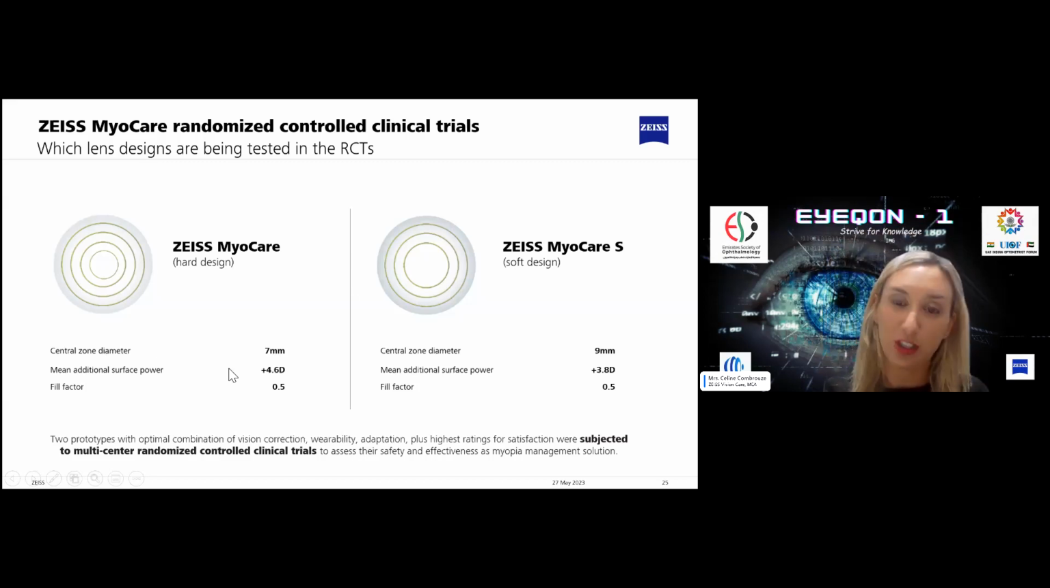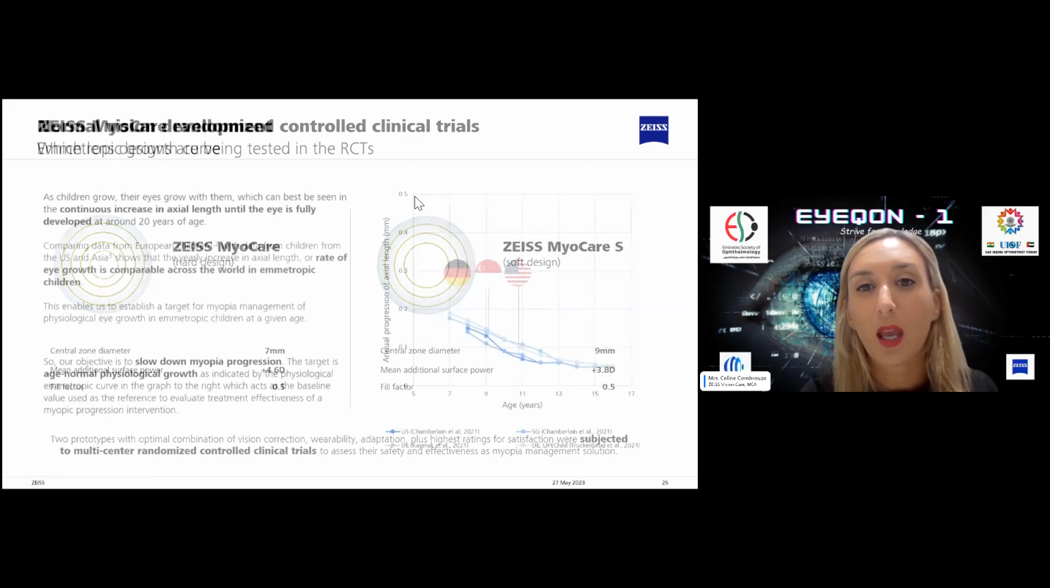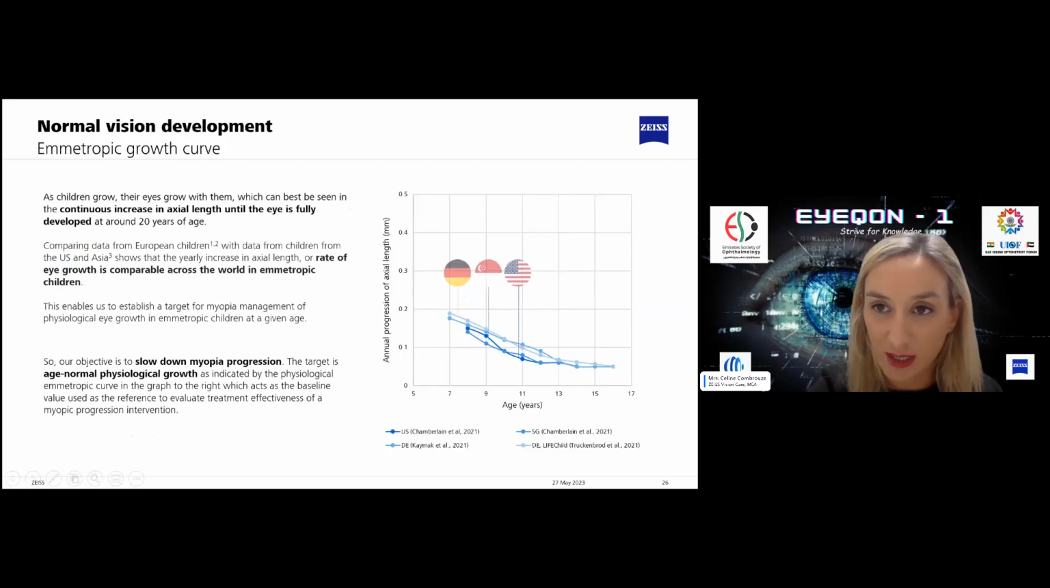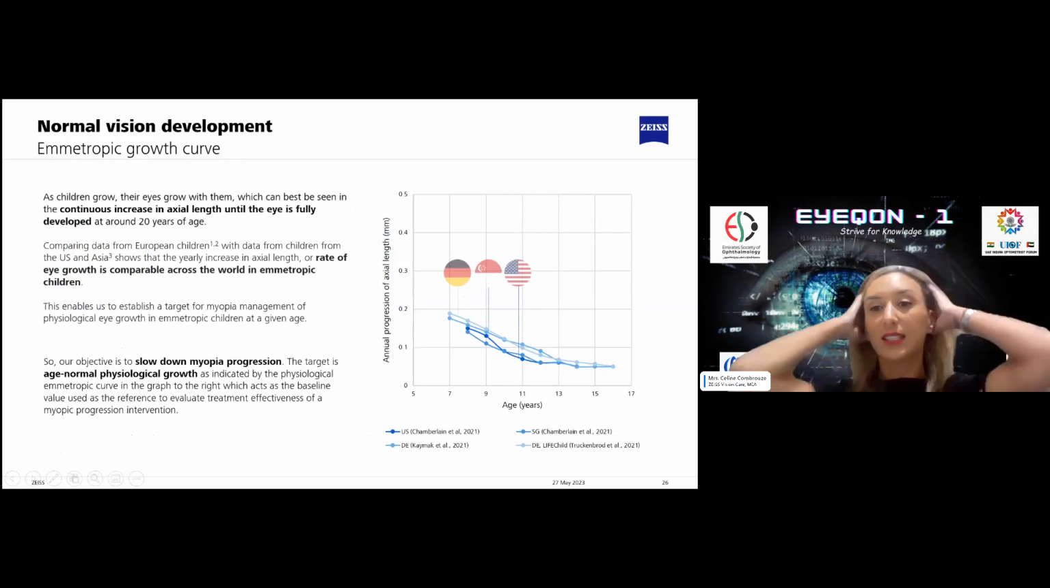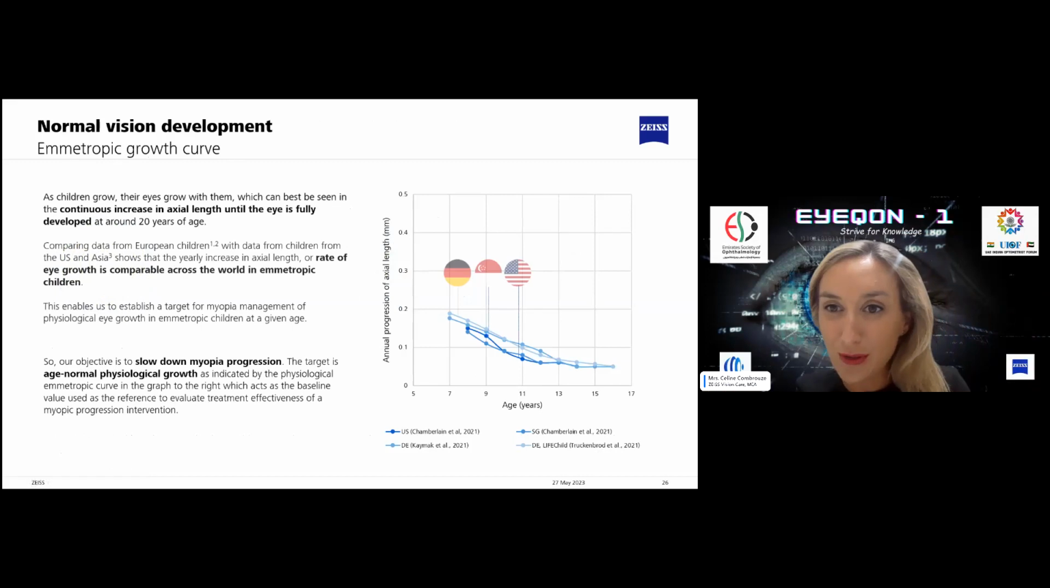But the distribution at the surface between myopic defocus and regular vision is the same, 50-50. And so it's great to have studies. It's really, really great to have studies, and it's even better when you know exactly what to compare.